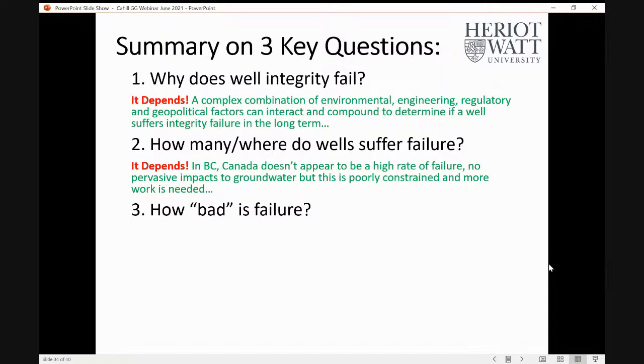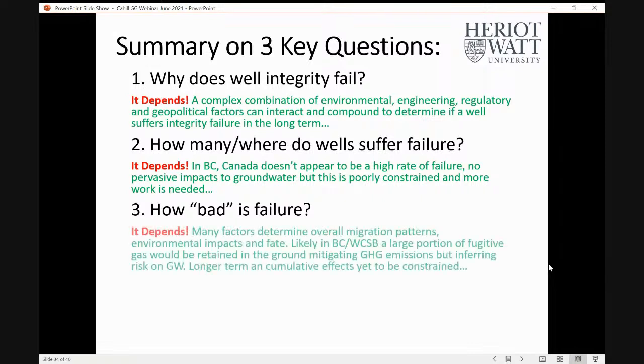But really, if we're honest with ourselves, this is poorly constrained. While the data we have indicates that there doesn't seem to be pervasive impacts, we really don't have enough data to strongly constrain that. And so there's certainly need for more work as we move into the future. How bad is failure? A key one here is, as I've just talked through with the controlled release experiment, again, I'm going to cop out here. It really is going to depend. So many factors will determine the overall migration patterns and impacts and fate of a particular case of leakage.